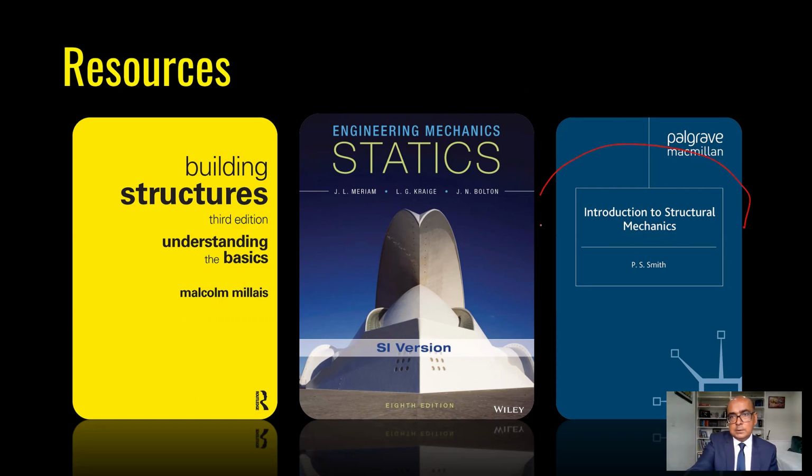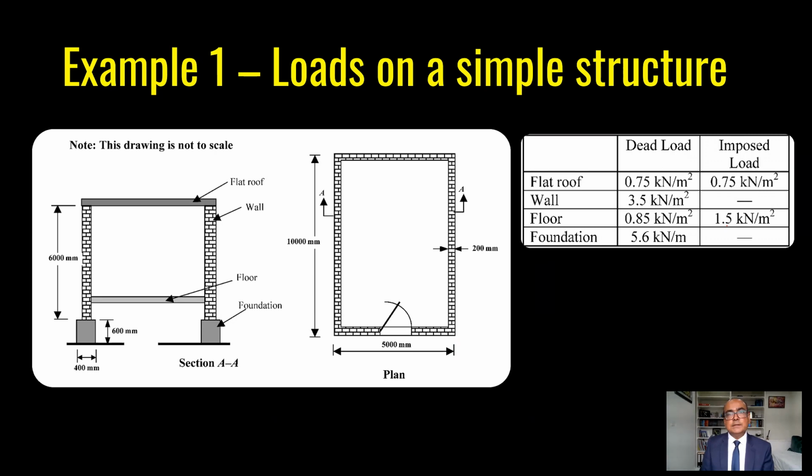The examples that I'm going to solve today are taken from this book, Introduction to Structural Mechanics by Paul Smith. The first example is load on a simple structure. Here, the dead load and the imposed or variable load are given. So the flat roof has got this much loading. The wall has got loading as well, and the floor and foundation. This is section AA, and this is the plan of the building.